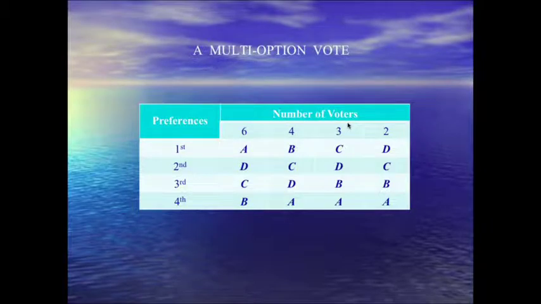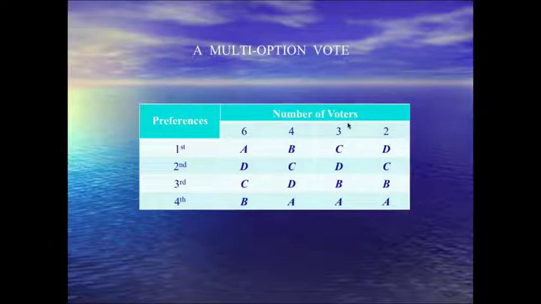And I've chosen a very contentious problem here, because the first 6 voters have preferences A, D, C, B, and the next 4 voters have the exact opposite, B, C, D, A. And the other 5 people don't like either of those ideas, A or B, and they've got their own suggestions.